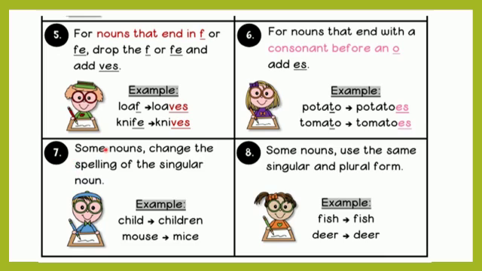Now rule number 7. Some nouns change the spelling of singular nouns. Now let us see the example. Child, children. Mouse, mice. Rule number 8. Some nouns use the same singular and plural form. Let us see the example. Fish, fish. Deer, deer. So in the singular form it is fish and deer, and in the plural form also fish and deer.